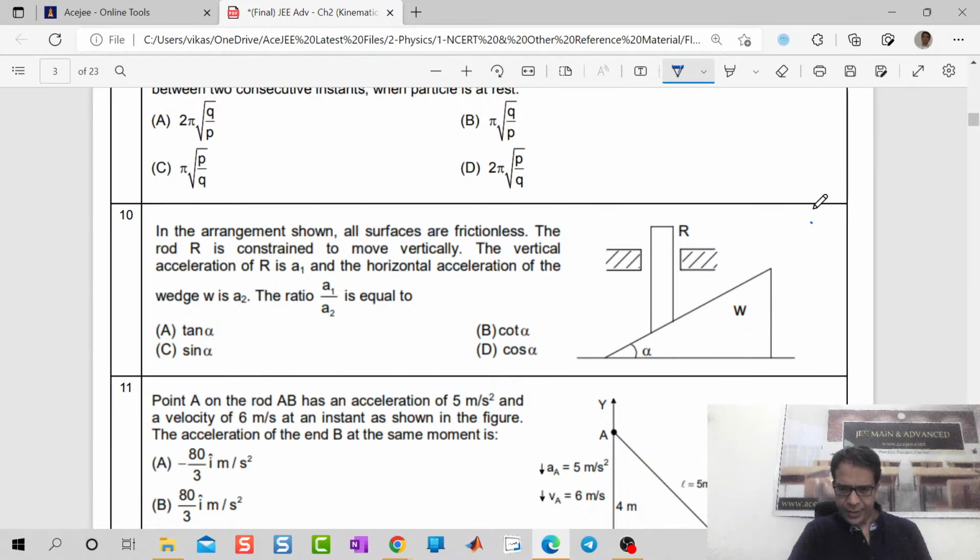This rod R can only move in the vertical direction, up and down, and the wedge is accelerating. What does it say? The vertical acceleration of R is a1, and the horizontal acceleration of the wedge is a2. Let's say this way is a2. Doesn't really matter as far as the direction. And then the ratio given by a2. So let's first establish the relationship between their displacements. If the wedge were to move by a distance x, this is the new position of the wedge.